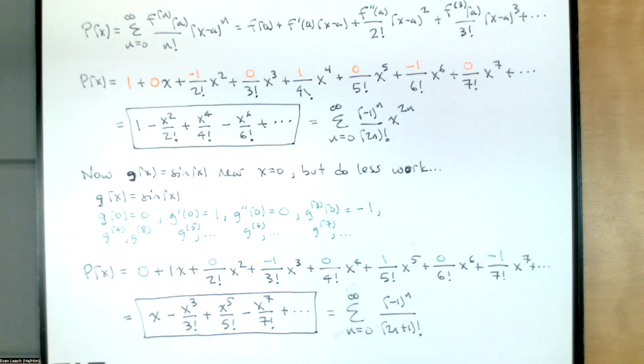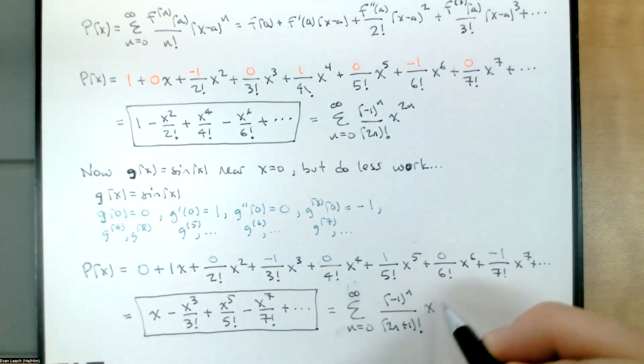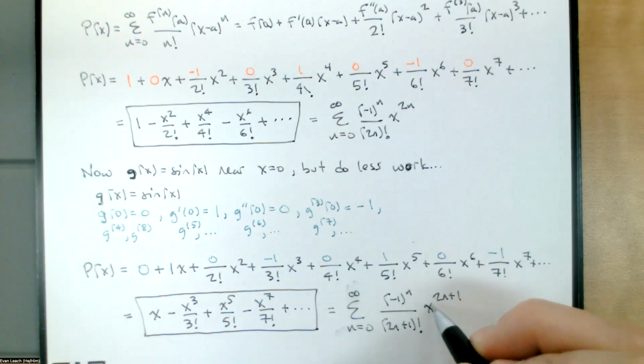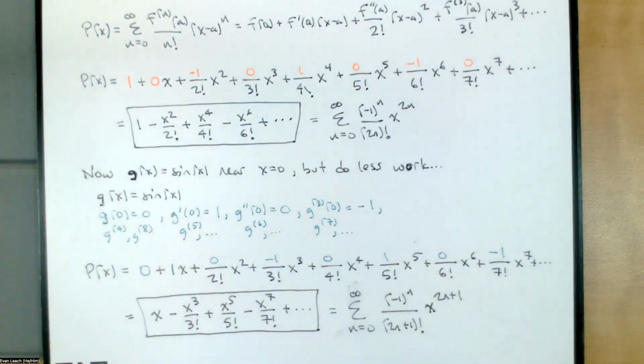Make sure it starts off right. When n is 0, I get 2 times 0 plus 1. That's going to give me 1, and that's where I want to start. So I'll have x to the 2n plus 1 over 2n plus 1 factorial. And I'll make it alternate. And now we have the Taylor series for sine x.